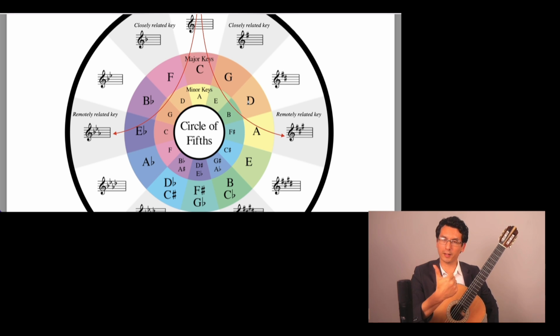Dominant and tonic, perfect cadence. Second one was the primary chords. The third one, the Axis of Awesome chord progression.